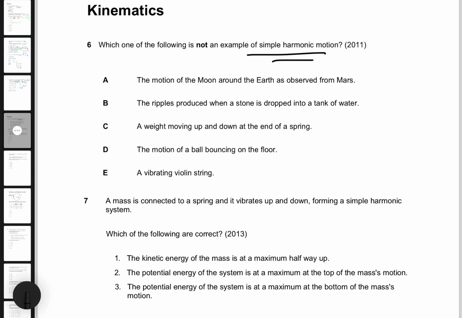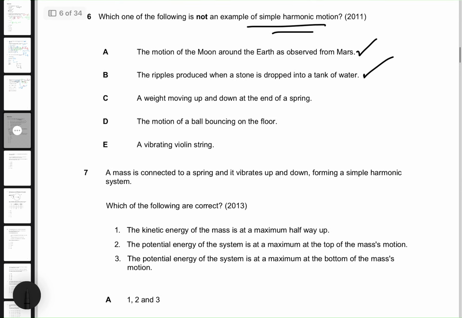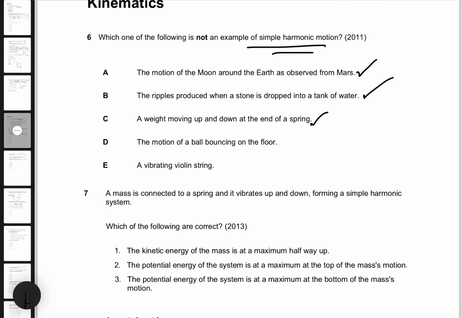So the motion of the moon around the earth is some sort of harmonic motion. The ripple produced when you drop a stone into a tank of water is also harmonic motion. A weight moving up and down a spring is definitely an example of harmonic motion. We have a lot of problems involving this. Anything that is vibrating or going from one place to another on a spring, or even a pendulum, is harmonic motion. A vibrating violin string is definitely an example of harmonic motion. This is actually an example of a stationary wave, usually for musical instruments.